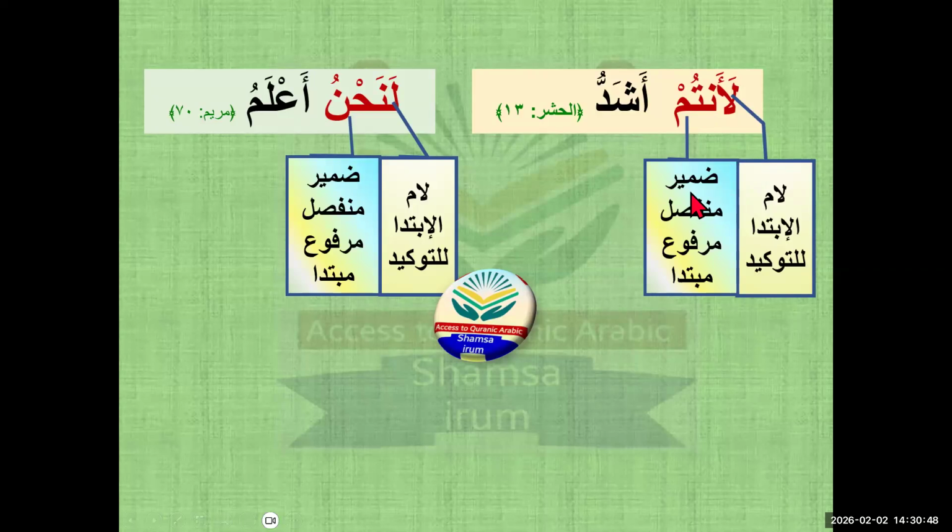And as you already know, zamir munfasil is always used as a mubtada, because mubtada should be in marfu state, in the nominative case, then it will be the subject. Next, ashadu. Look, it's a coincidence.